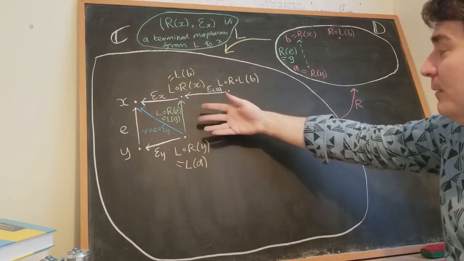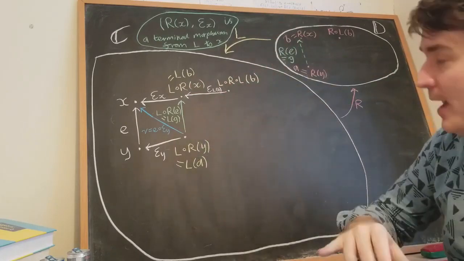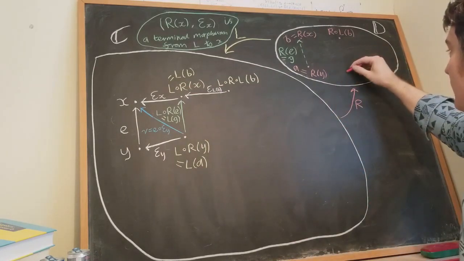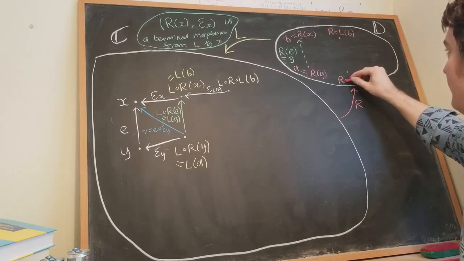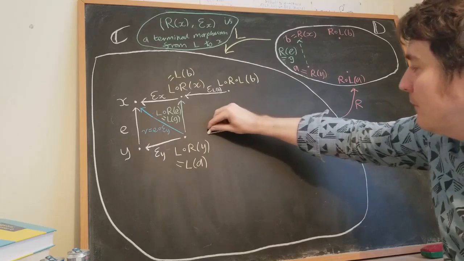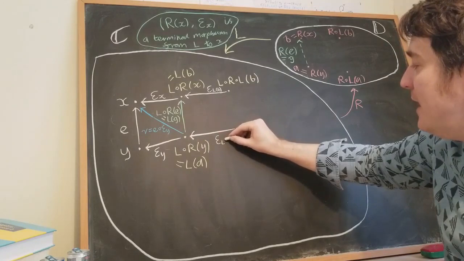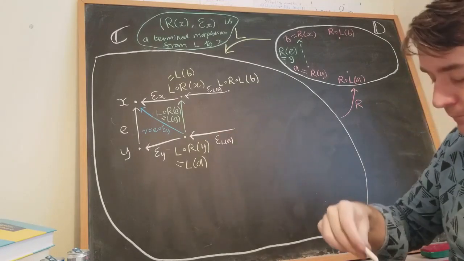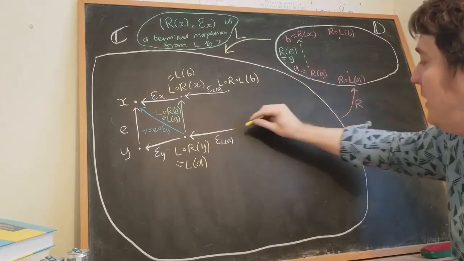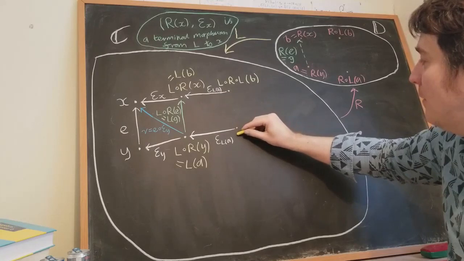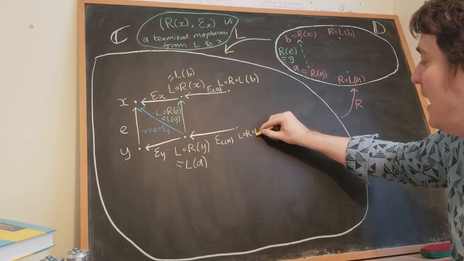Now we're just going to do a similar story, making a terminal morphism from L to this object here, L of A. So that's going to correspond to an arrow R after L of A, and this arrow here, epsilon L of A, which is going to go into L of A from the image of this object here, which is L after R after L of A.